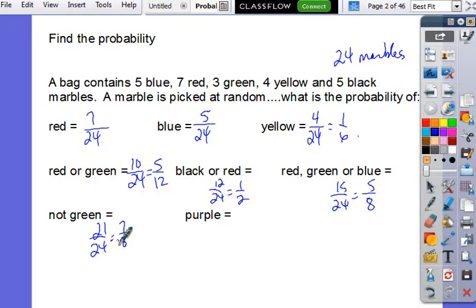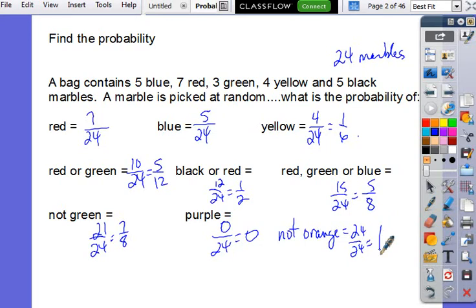Purple, how many purples are up there? 0. So that means 0 out of 24, which is 0. What if I threw something in there like not orange? It's 24 out of 24, which is 1, because every one of them up there is not orange.